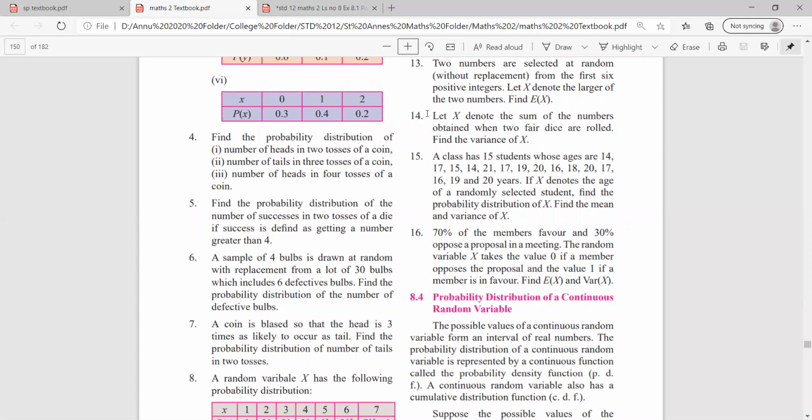Coming to sum number 15. A class has 15 students whose ages are 14, 17, 15, 14, 21, 17. These numbers are given to you.